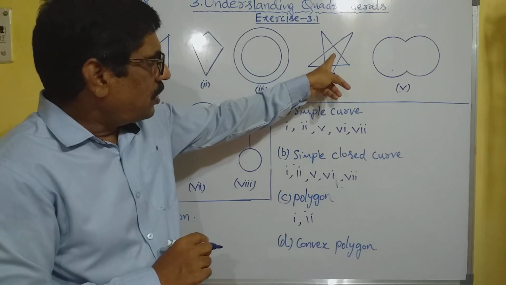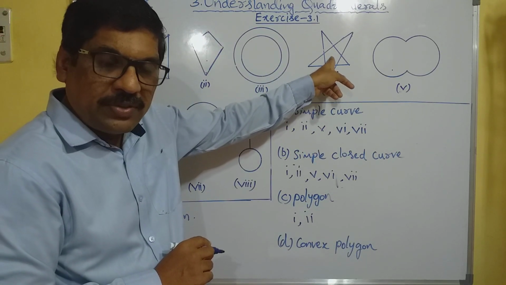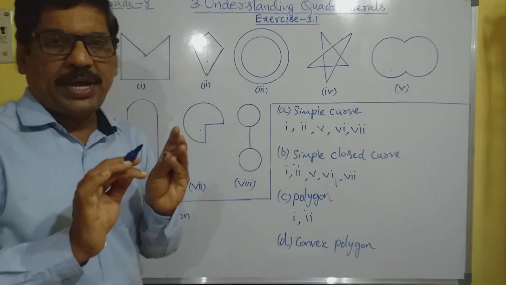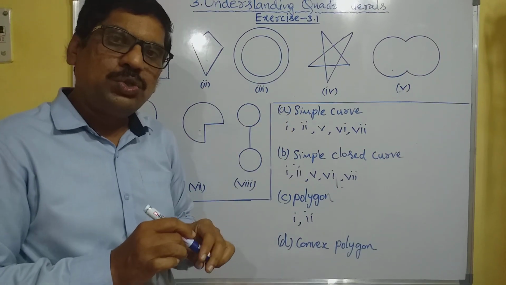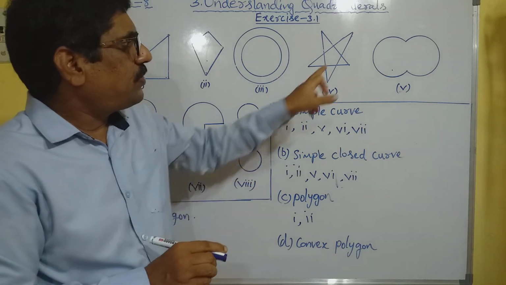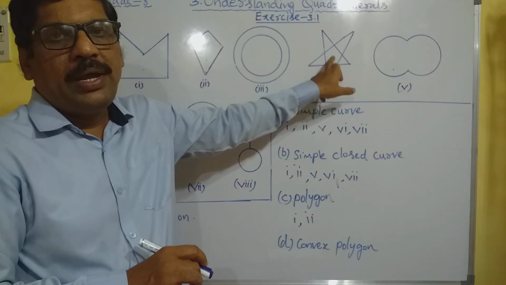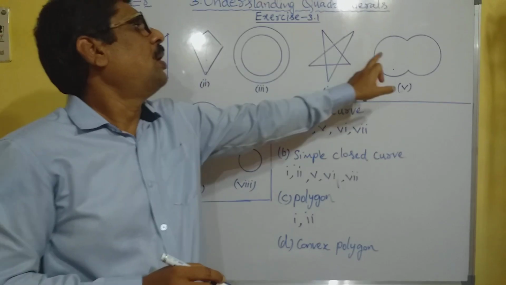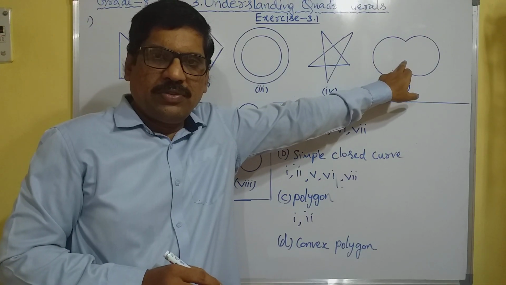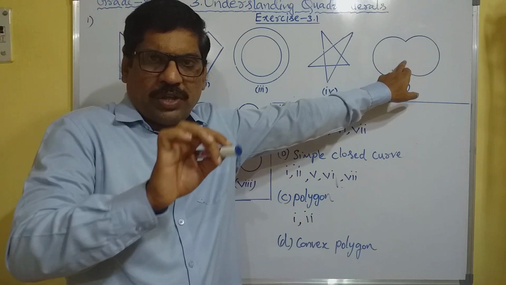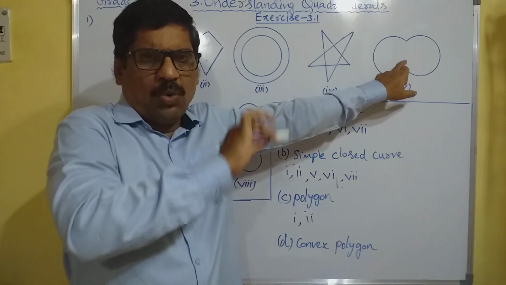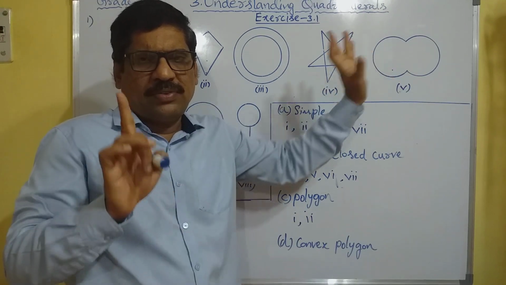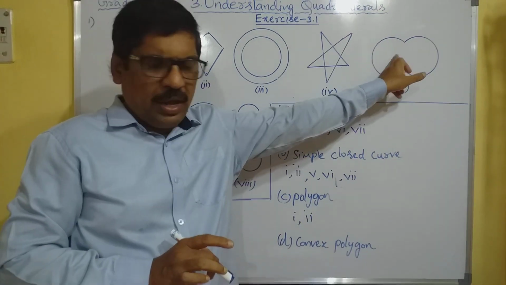So first of all, it is not a polygon. Why? Because it is not a simple closed figure. So the first condition is that a figure must be a simple closed figure to be a polygon. As it is not a simple closed figure, it is not necessary to check whether it is a polygon or not. And it is also not a polygon. Why? Because it has curved sides, curved outlines. So a polygon must have the sides as straight lines. So it is not a polygon.